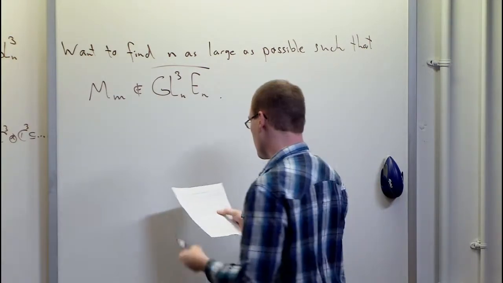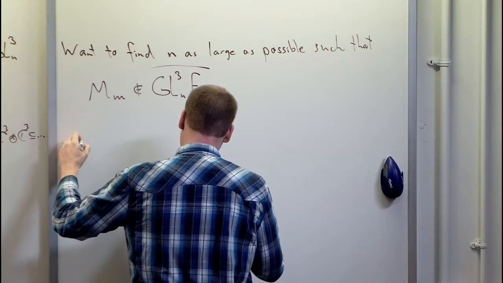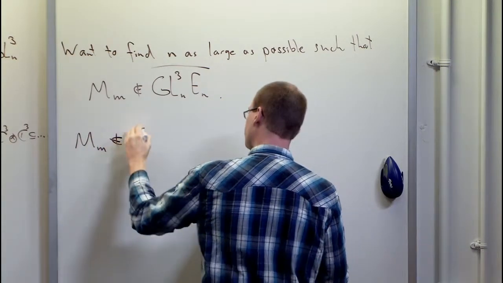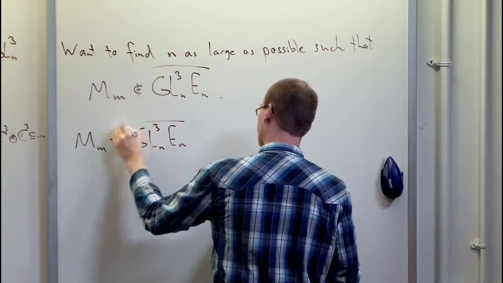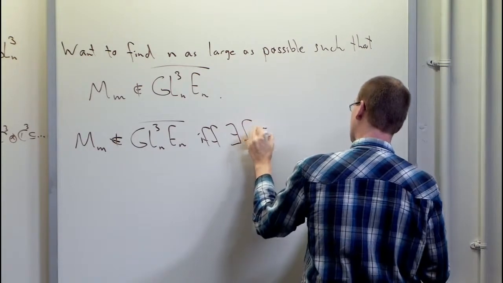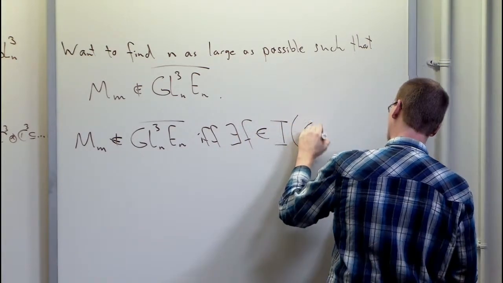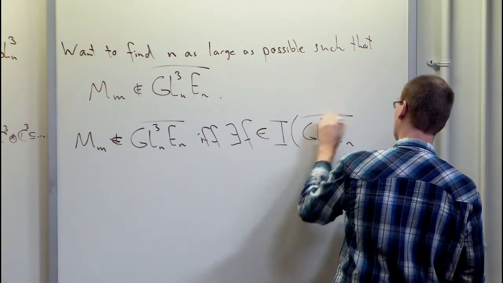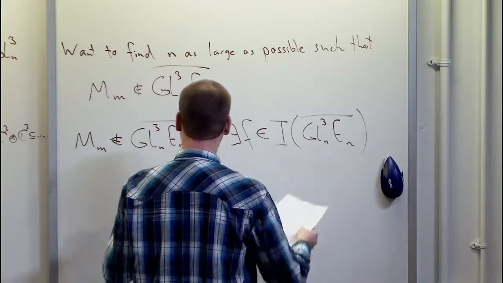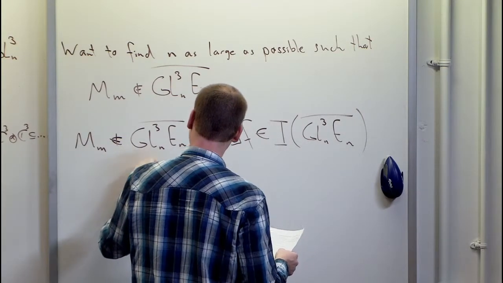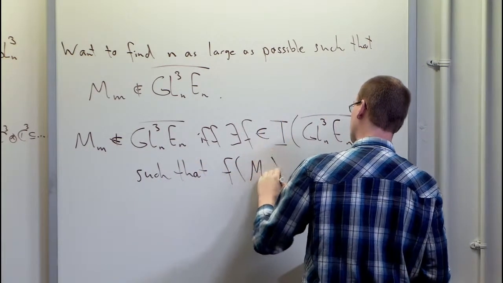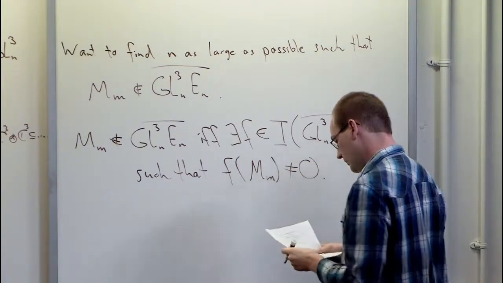So that was the idea. Let me just restate this. So it's not in there if there exists this polynomial f. It should be in the vanishing ideal of GL_n cubed times the tensor e_n. It should vanish on all these tensors of this border rank, and should not vanish on the matrix multiplication tensor. Right? This would be nice.